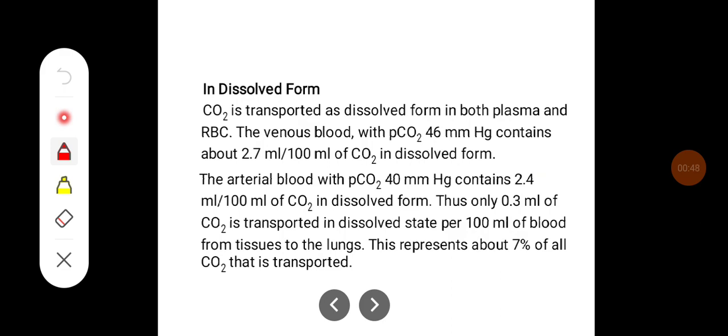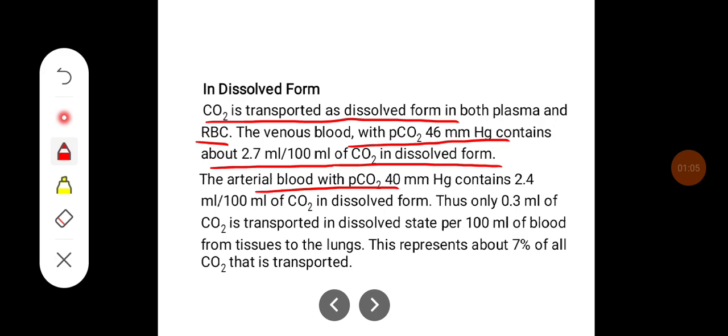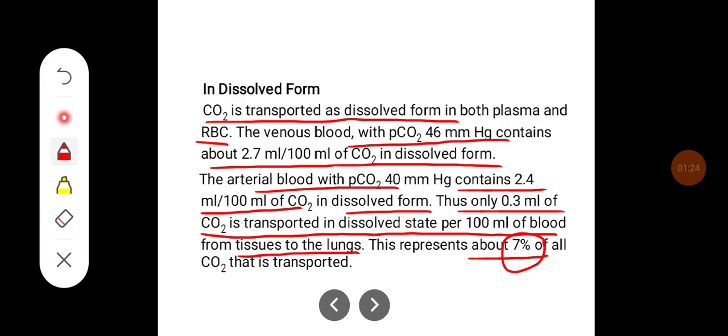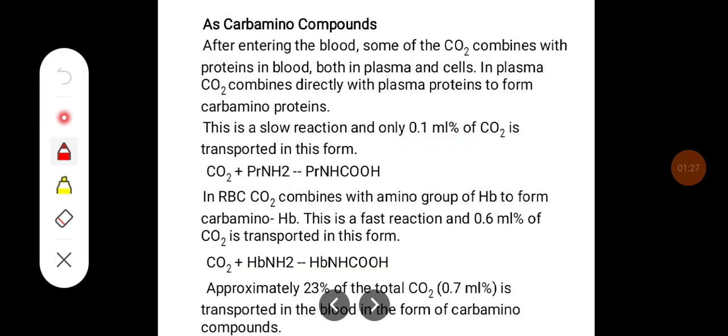Dissolved form: carbon dioxide is transported as dissolved form in both plasma and RBC. The venous blood with the PCO2 46 mmHg contains about 2.7 ml per 100 ml of carbon dioxide in dissolved form. The arterial blood with PCO2 40 mmHg contains 2.4 ml per 100 ml of carbon dioxide in dissolved form. Thus, only 0.3 ml of carbon dioxide is transported in the dissolved state per 100 ml of blood from tissues to the lungs. This represents about 7% of all carbon dioxide that is transported.